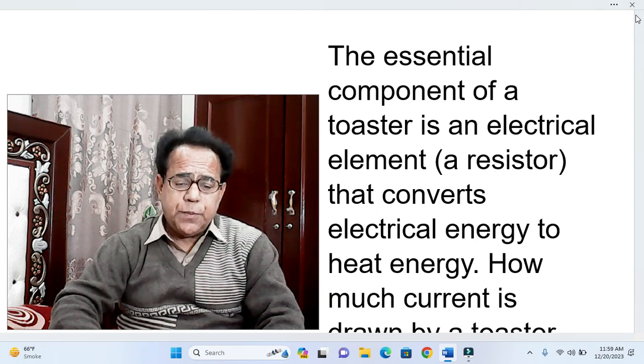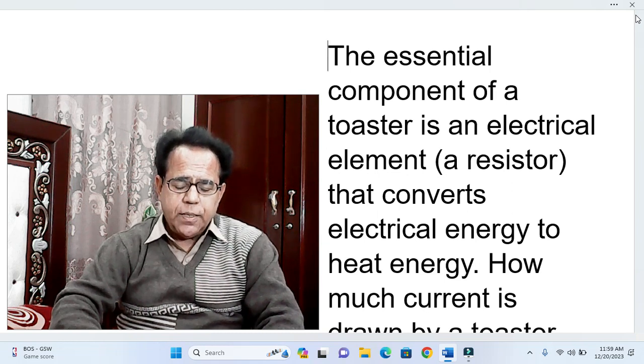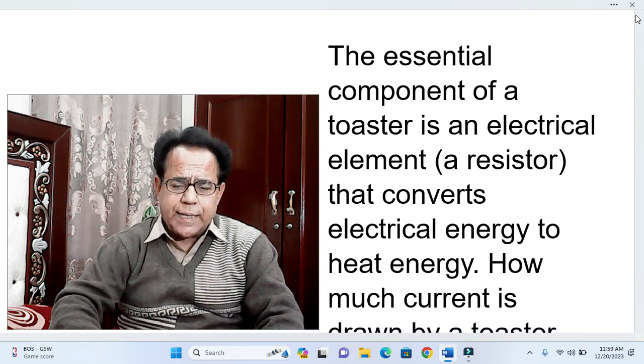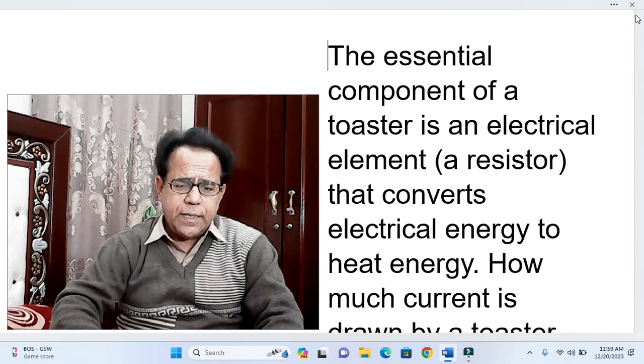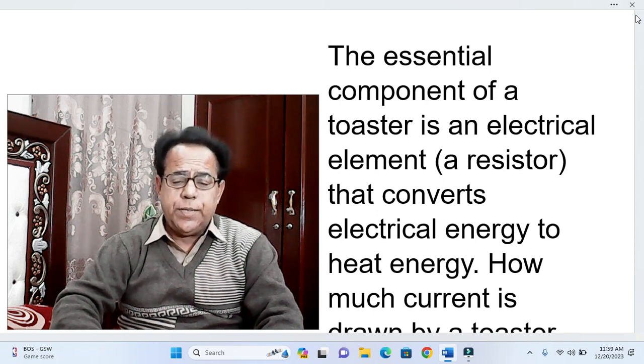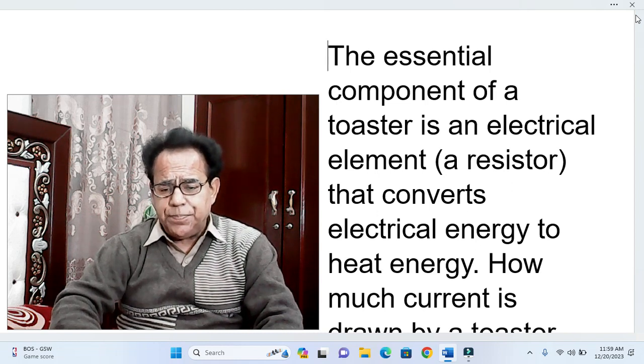This is our next problem, chosen from the same book, Fundamentals of Electric Circuits by Matthew N. Osadike and Charles K. Alexander. Okay. As usual, we first come to its statement.